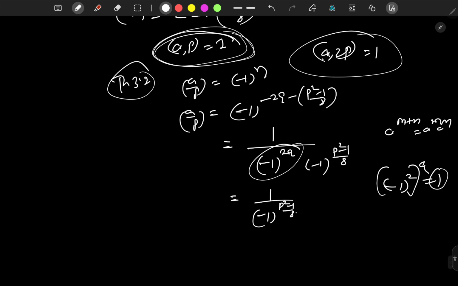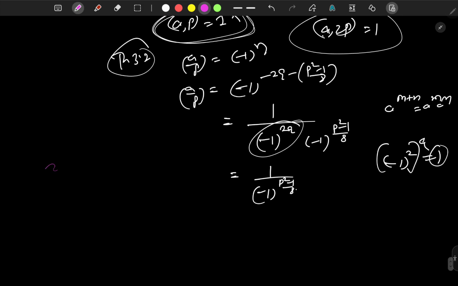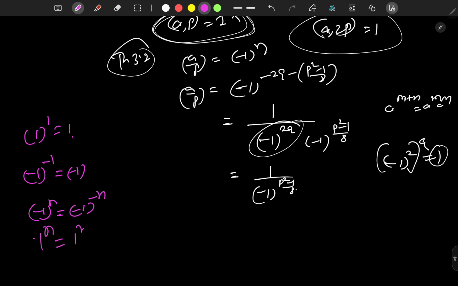The beauty thing I have discussed in the previous class, if you watched at the end of the video, that (-1)^(-1) is equal to (-1)^1, which equals to 1. Like that we can generalize that (-1)^n equals (-1)^(-n), and 1^n equals 1^(-n). Like this we can write that it is equal to (p² - 1)/8.